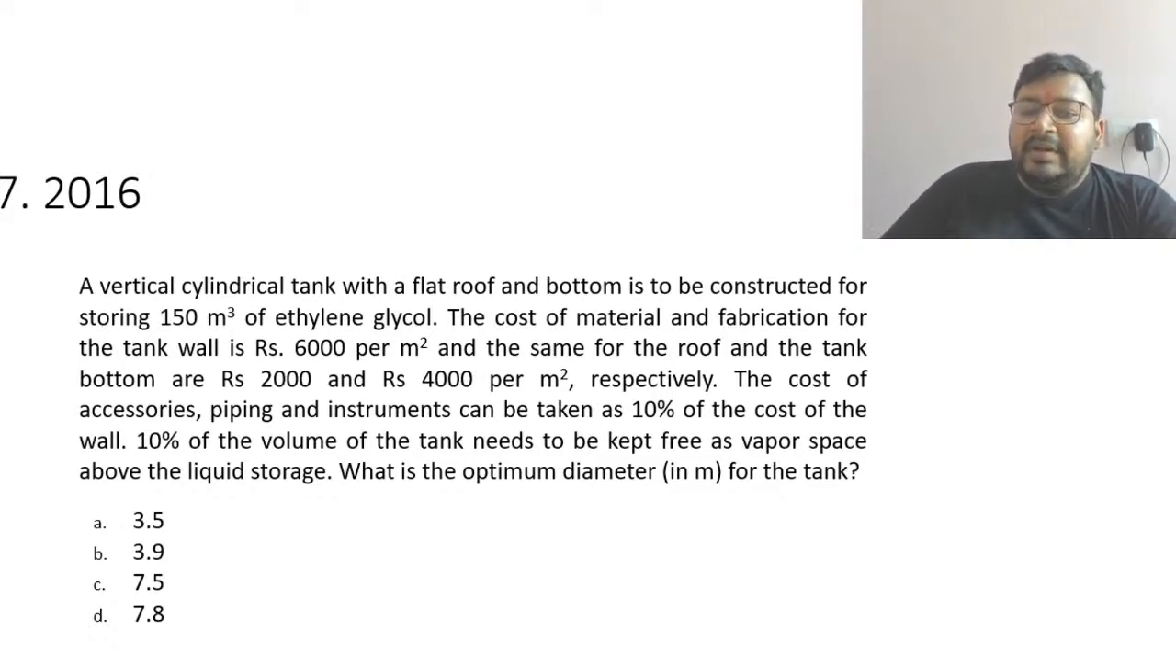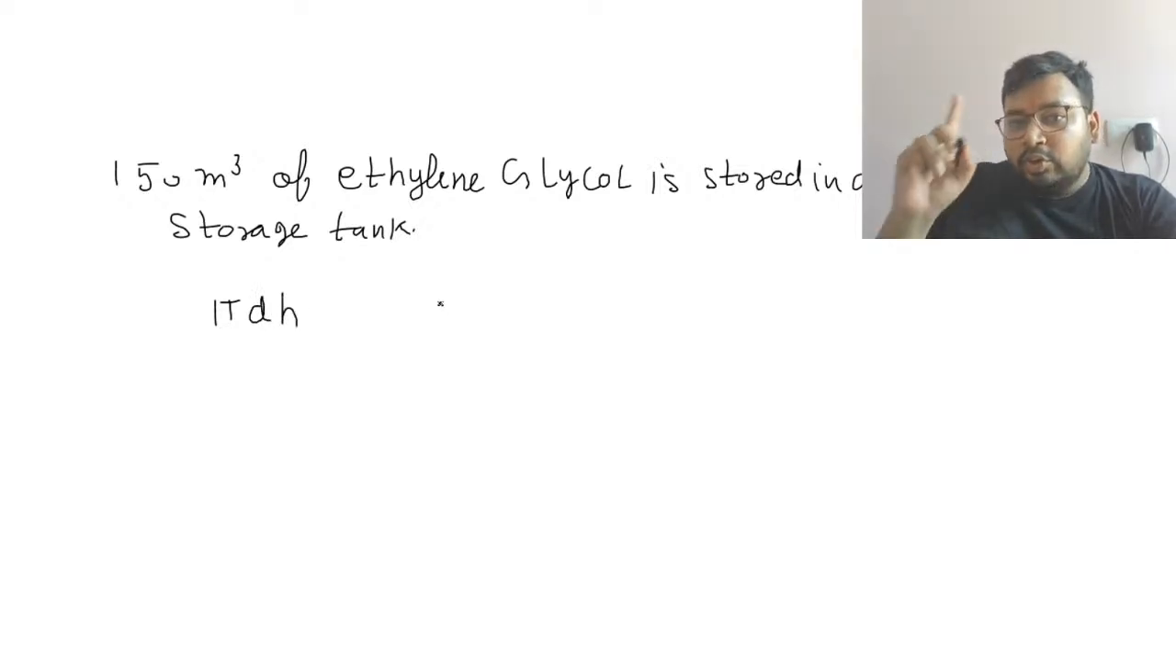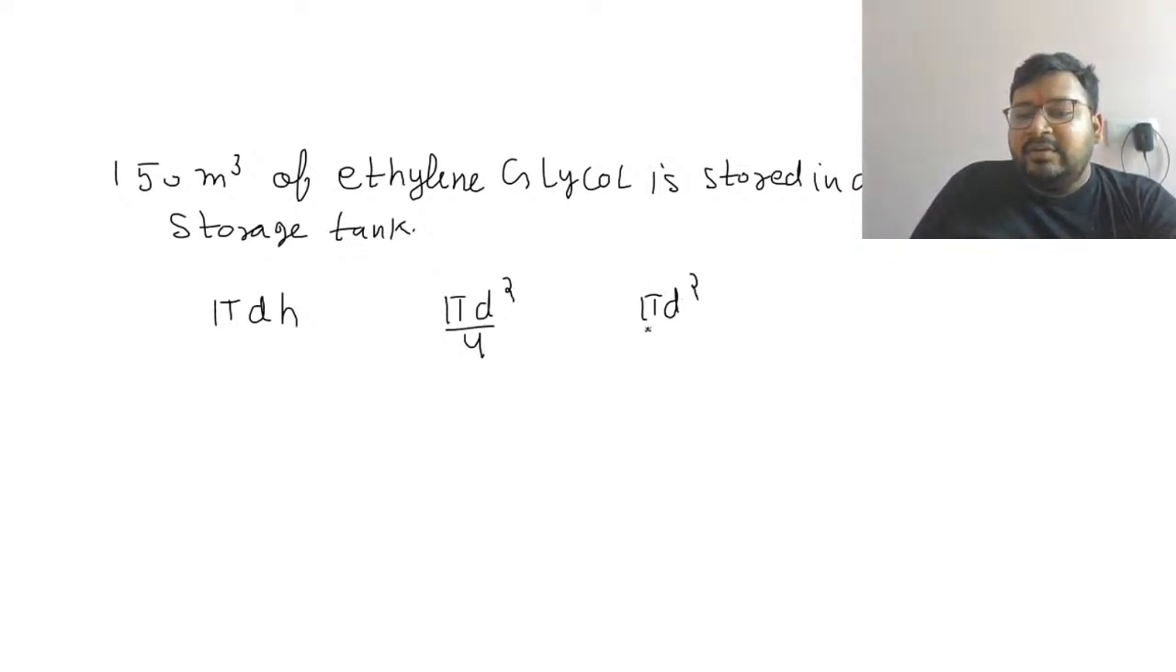The cost of the material and fabrication for the tank is 6,000 per meter square, and the same for the roof and the tank bottom are 2,000 and 4,000 per meter square. So for a cylindrical shell, for the curved surface, the area is pi dh, but for the rooftop and the bottom, it is pi r square or pi d square by 4. Pi d square by 4 for the top and pi d square by 4 for the bottom. These are the three areas.